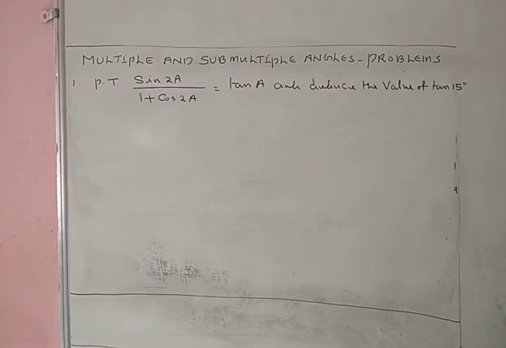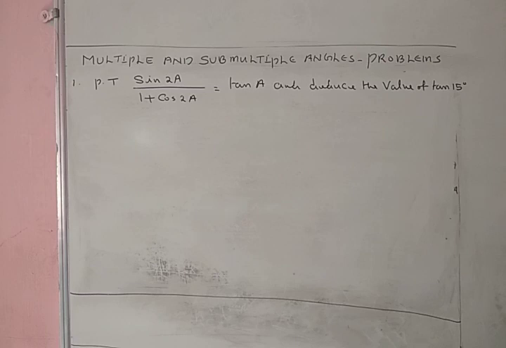Here is the first problem. Prove that sin 2a divided by 1 plus cos 2a is equal to tan a and hence deduce the value of tan 15 degree. That is, using the formula tan a is equal to sin 2a by 1 plus cos 2a, evaluate the value of tan 15 degree. First, show that the left hand side is equal to right hand side.